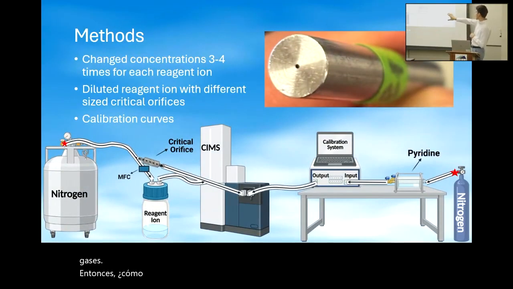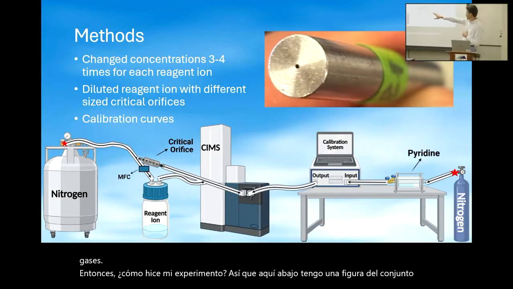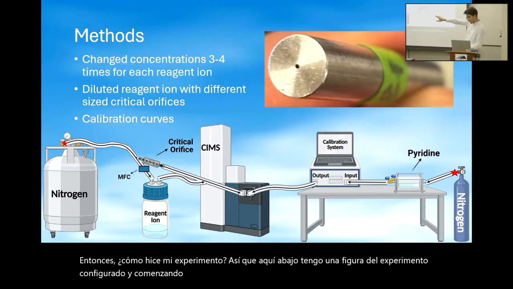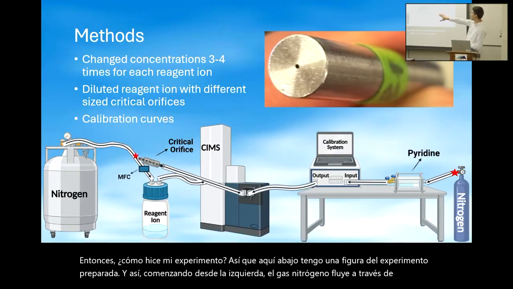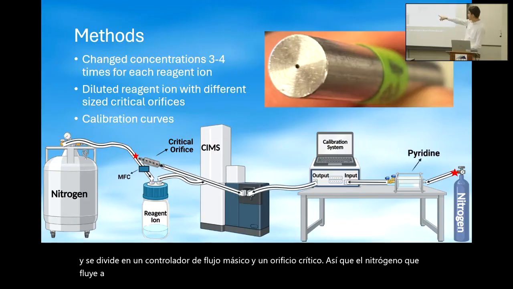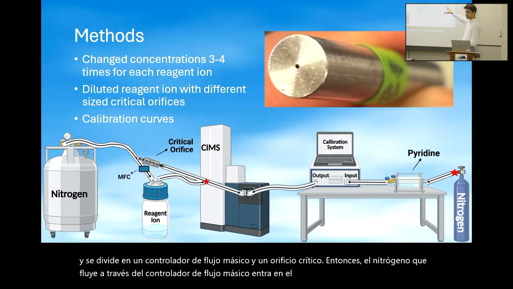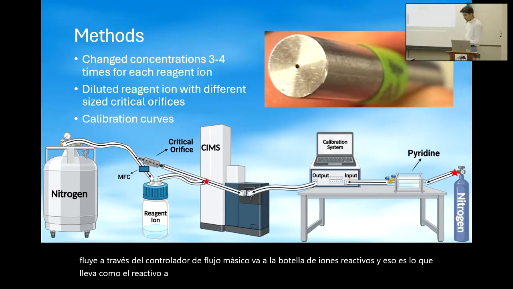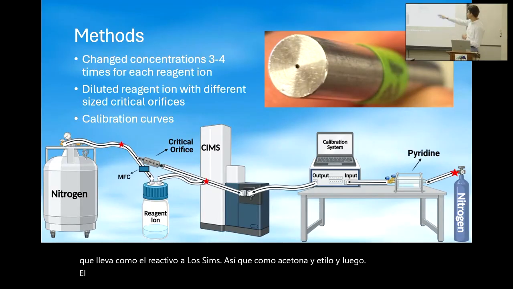Down here I have a figure of the experiment setup. Starting from the left, nitrogen gas is flowed through tubing, and it is split into a mass flow controller and a critical orifice. The nitrogen that flows through the mass flow controller goes into the reagent ion bottle, and that's what carries the reagent, like acetone and ethanol, into the CIMS. And then the nitrogen that flows into the critical orifice is what dilutes the reagent ion.